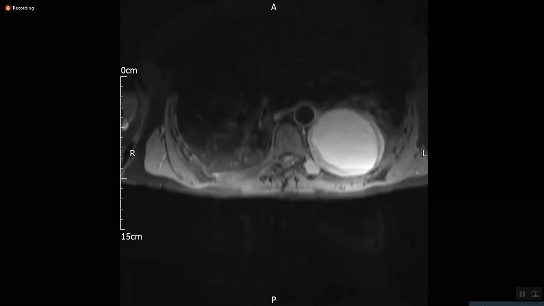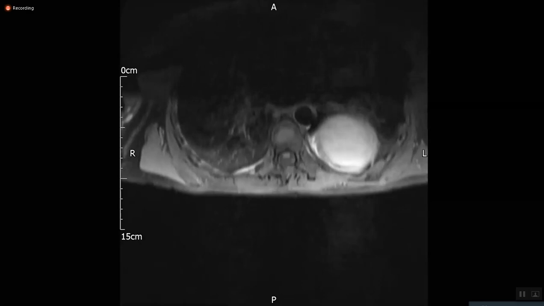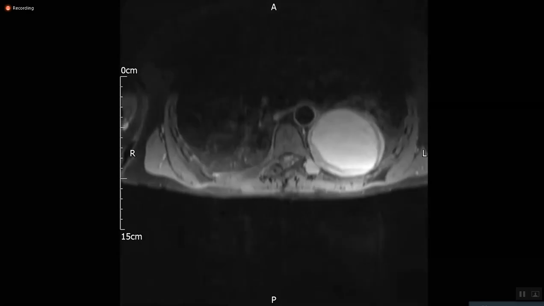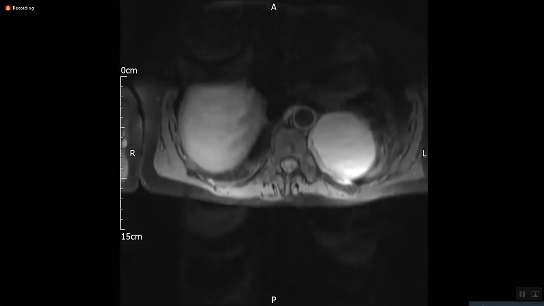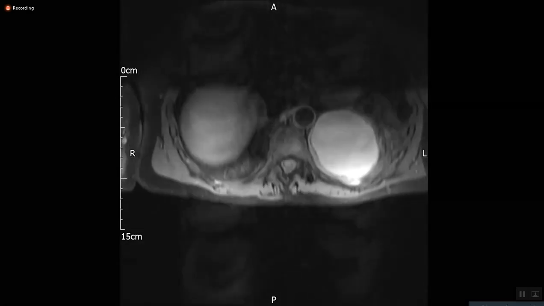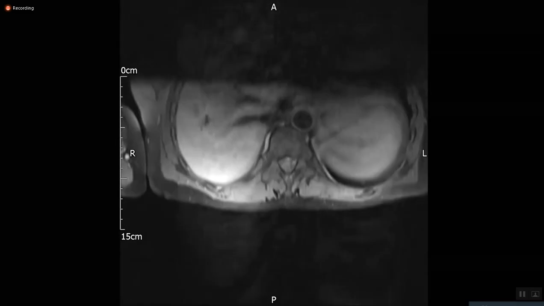Perhaps it's... and the fat is mostly suppressed, so it's probably a STIR. On a STIR sequence, the CSF will be very bright. Yeah. Okay, next sequence, please.